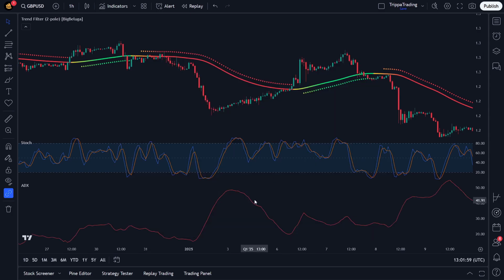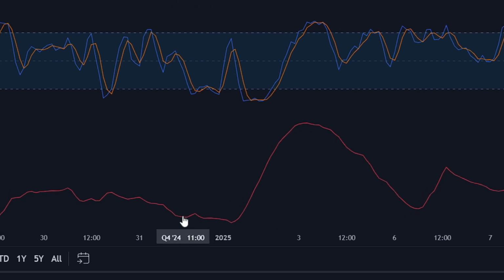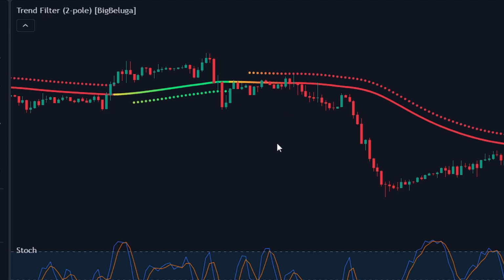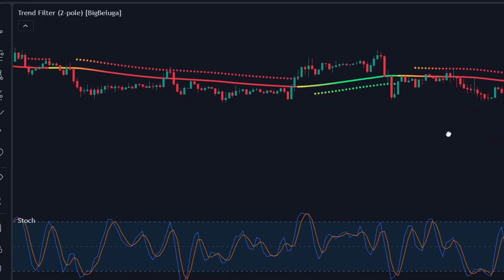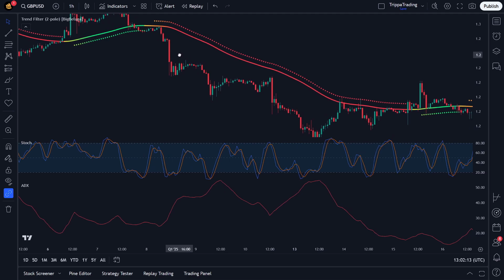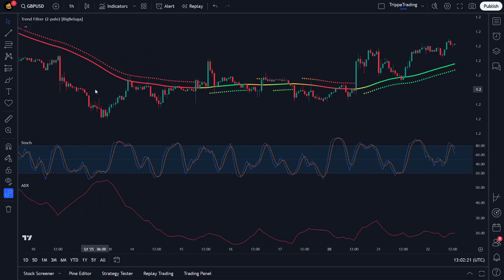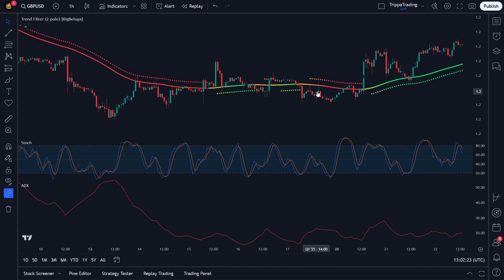For example, when the ADX line is above 20, it confirms the market is trending. When it's below 20, the market is range-bound and signals are more likely to fail. So you can add another condition to this strategy: if all the conditions are fulfilled and the ADX is showing that the market is trending, only then you will open a buy or sell trade. This way signals will be more accurate and better.